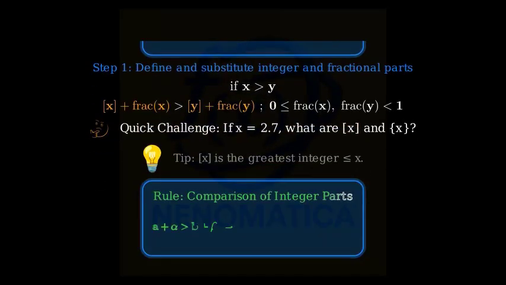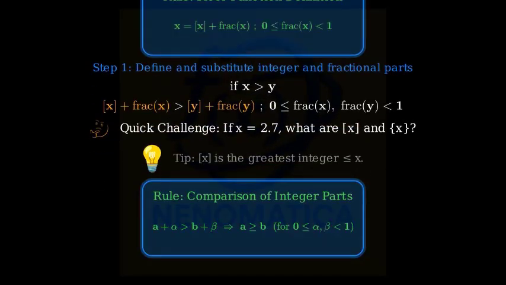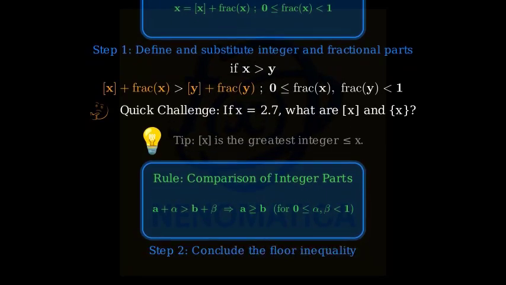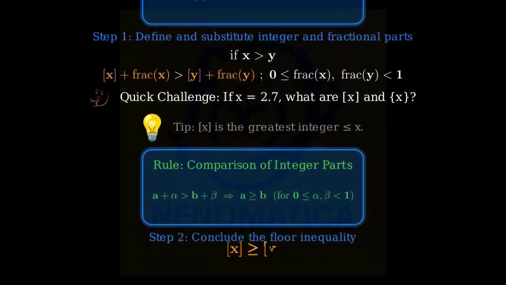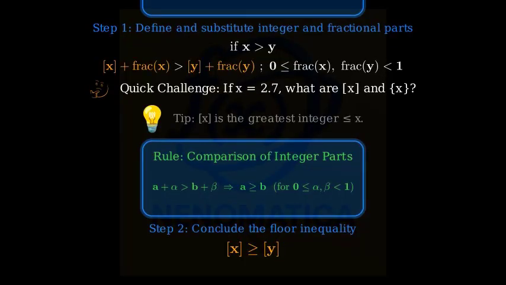Now for step 2, we compare integer parts using a key comparison rule. If a plus alpha is greater than b plus beta, with alpha and beta in the interval from 0 to 1, then a must be at least b. Apply this directly to our substituted inequality. We conclude that the floor of x is greater than or equal to the floor of y.